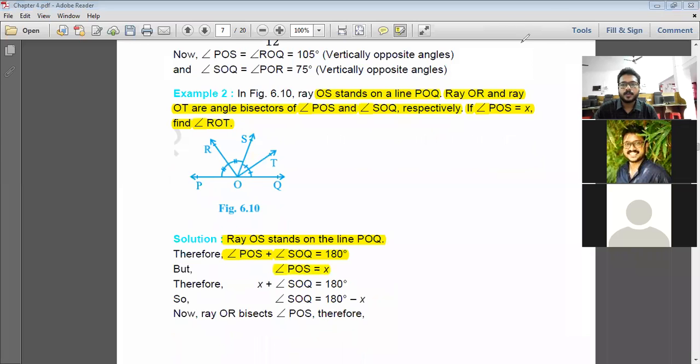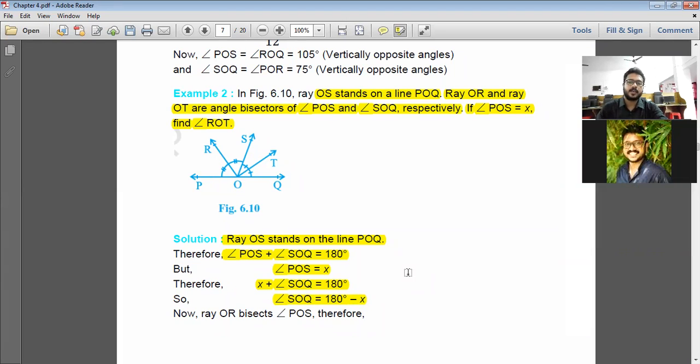So what is it? X plus angle SOQ is equal to 180 degrees. This whole angle. Okay. X plus SOQ is equal to 180 degrees. Clear? Then, therefore, angle SOQ is equal to what? It will be 180 minus X.